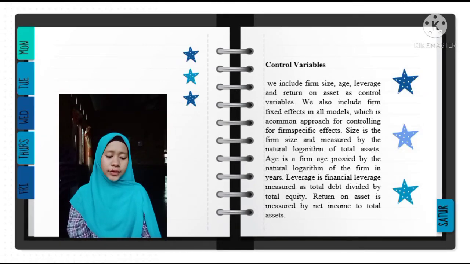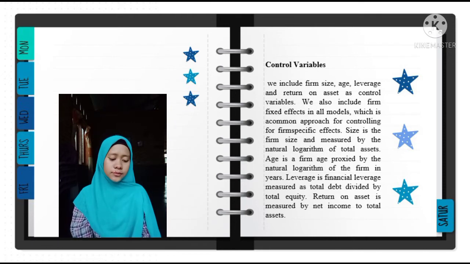Control variables. We include firm size, age, leverage, and return on asset as control variables. We also include firm fixed effects in all models, which is a common approach for controlling for firm-specific effects. Size is the firm size, measured by the natural logarithm of total assets. Age is the firm age, proxied by the natural logarithm of the firm's age in years. Leverage is financial leverage, measured as total debt divided by total equity. Return on asset is measured by net income to total assets.